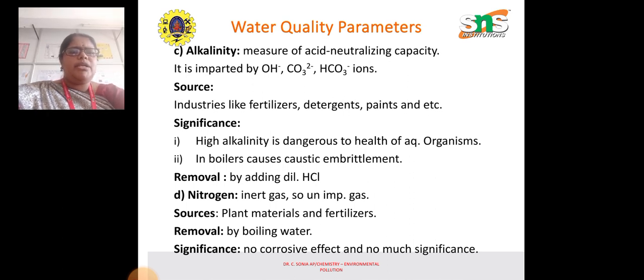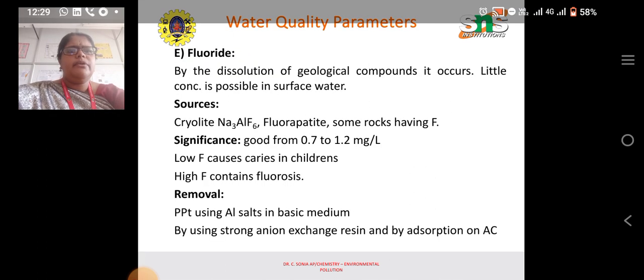And the next parameter is the nitrogen. Nitrogen is an inert gas, so it's not that important. Sources are plant materials and fertilizer. It's removed by boiling water. And the significance: it has no corrosive effect and not much significance. So we need not worry if nitrogen is present in the water.